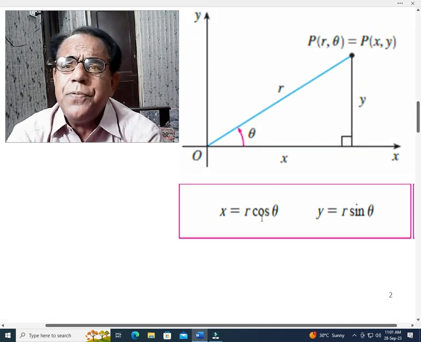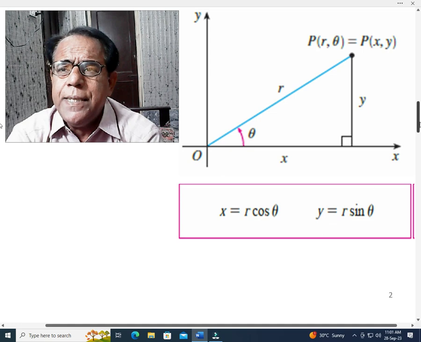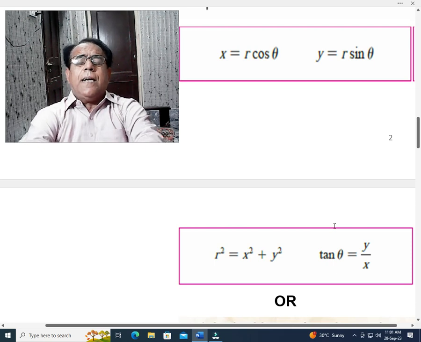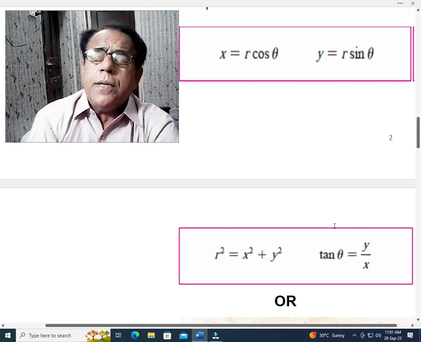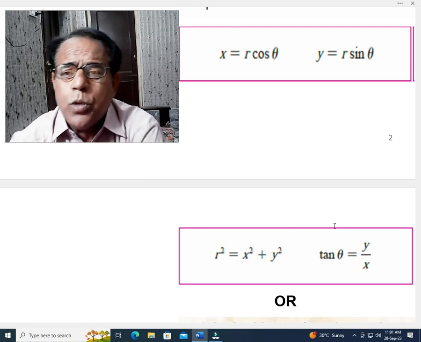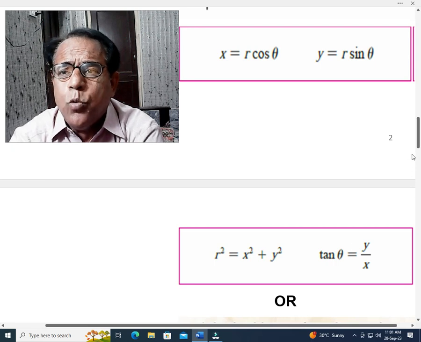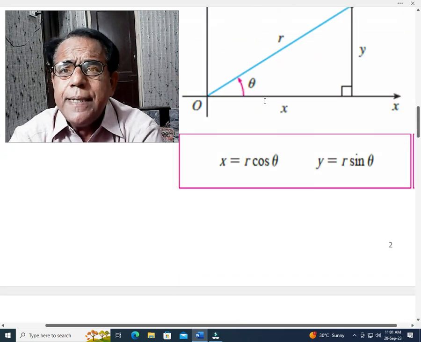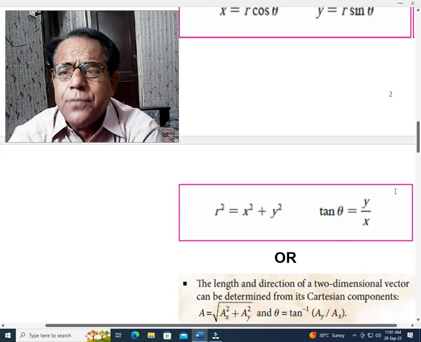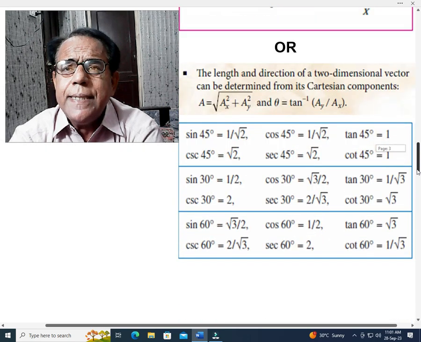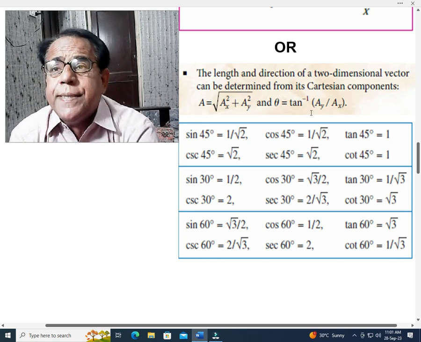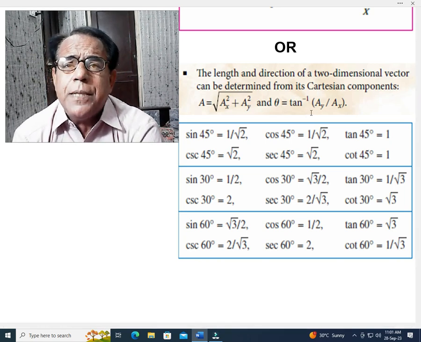From this figure, x equal to r cos theta, y equal to r sin theta. Similarly, r square is equal to x square plus y square, or if we take the square root on both sides, then r will be equal to the square root of x square plus y square. Similarly, tan theta is equal to y over x, and hence theta will be equal to tangent inverse y over x. The next snapshot is taken from some book of physics, not from mathematics or calculus.